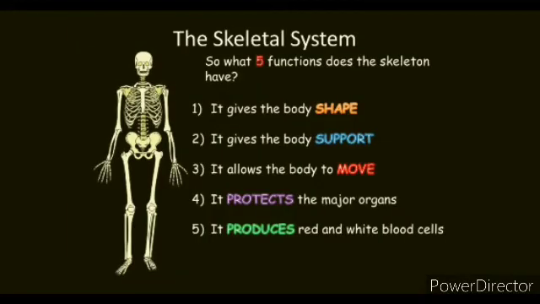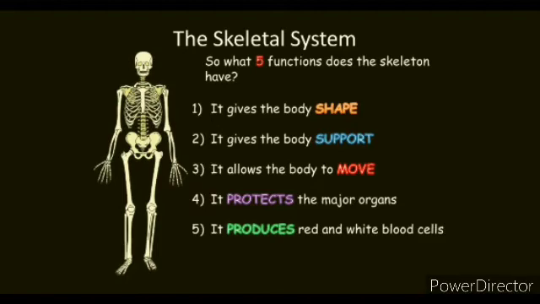The skeletal system performs various functions. The main functions of the skeletal system are that it gives the body shape, it gives the body support, it allows the body to move from one place to another place, and it protects the soft internal organs like the heart, stomach and liver. Even the blood cells are made in the soft substance called bone marrow, which is present inside the bones. So these are some important functions of the skeletal system.